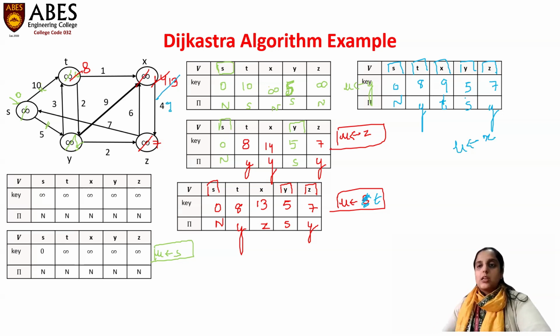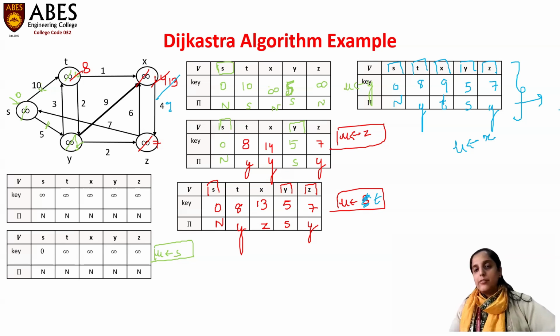So this is basically the final weighted matrix that you got. And this matrix is going to tell you the single source shortest path. Means from S, what will be the shortest path to reach T? From S to T, the shortest path is 8. From S to X, the shortest path is 9. From S to Y, it is 5. And from S to Z, it is 7. So this is the shortest path that we got from this particular weighted matrix.